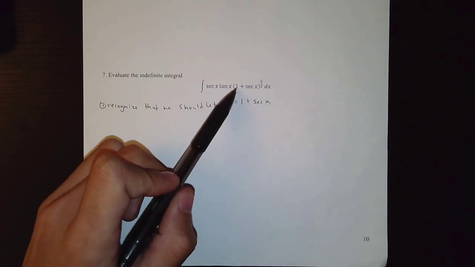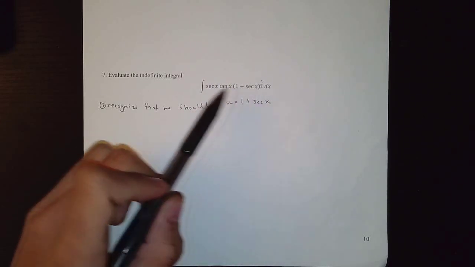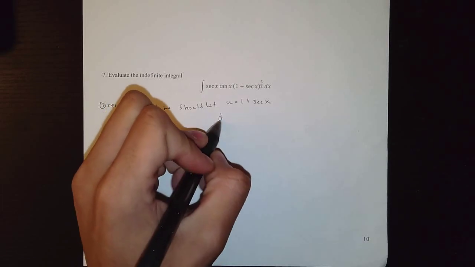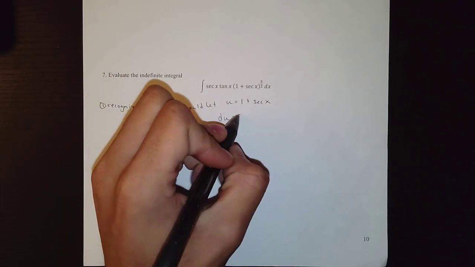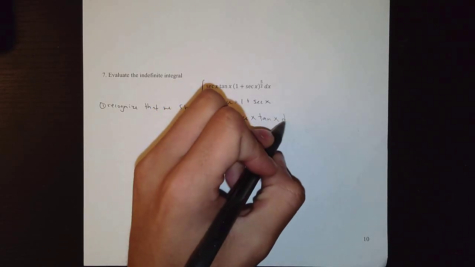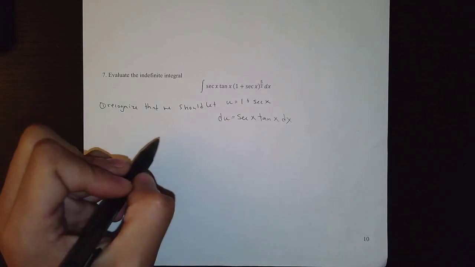And this is because the derivative of 1 plus secant x is secant x tangent x dx. So this implies that our du is equal to secant x tangent x dx. And then from there we can use a u substitution.